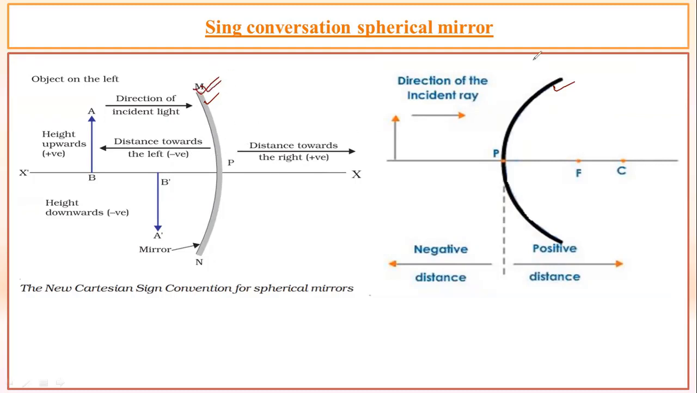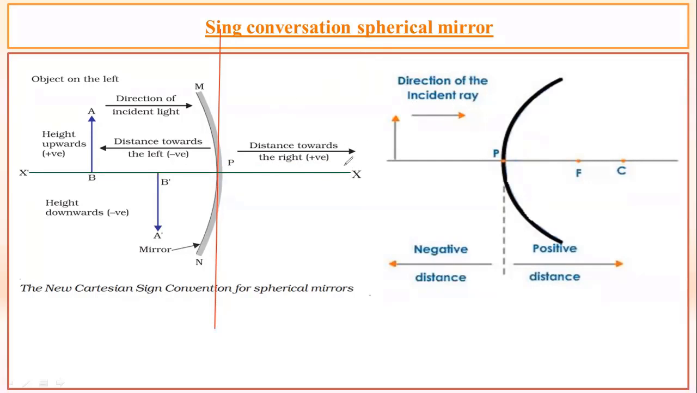So let's start with the concave mirror, then we will come to the convex mirror. Some of the quantities will be the same and some will change. So, for example, to help you understand, I'm drawing the y-axis and x-axis, which will make the relation easy for you all.